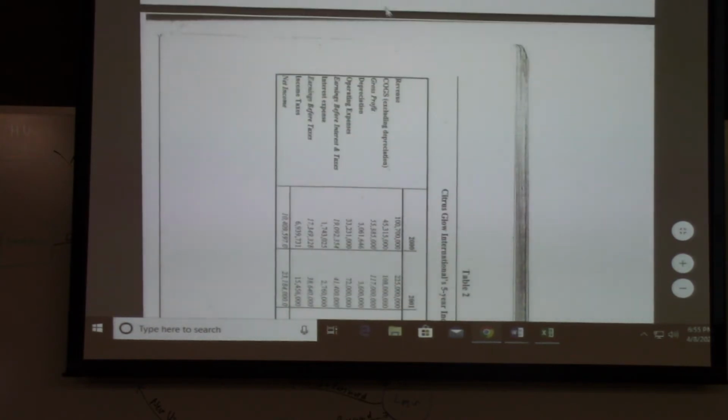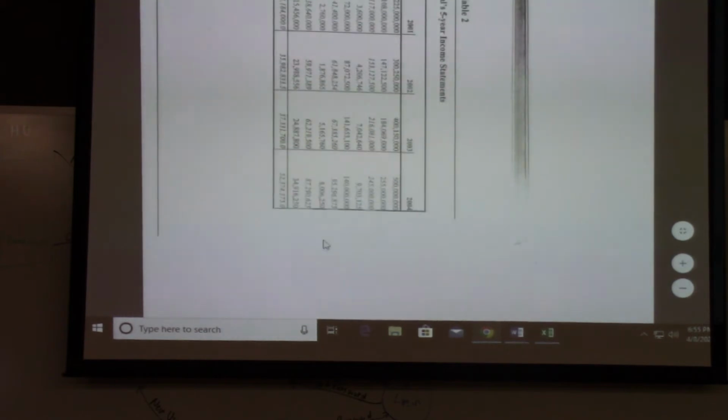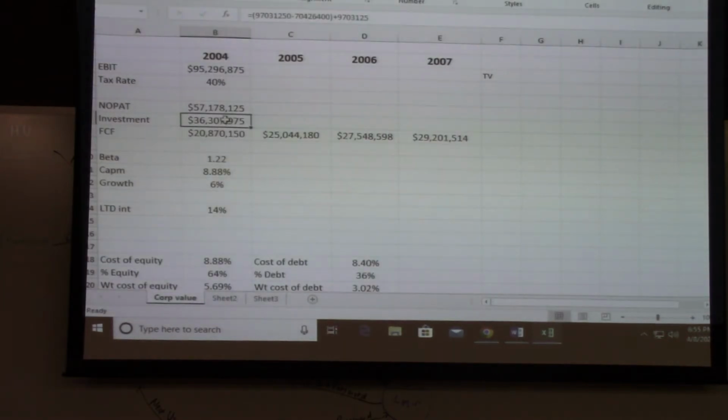So depreciation expense is 9.7 million. So let's flip back over. And so this is, I don't know if you can read this number, but 97,031,250. This is ending net fixed assets minus beginning net fixed assets plus depreciation expense. Okay? And they spent 36 million.